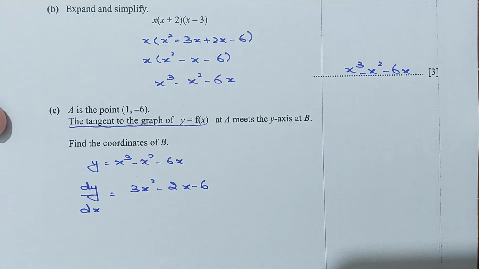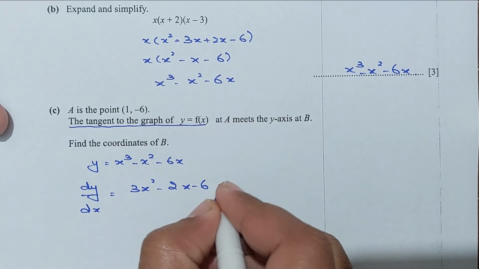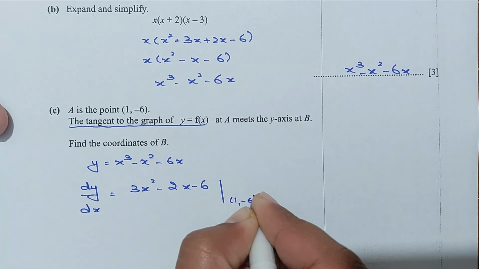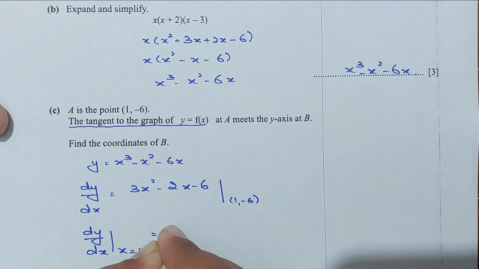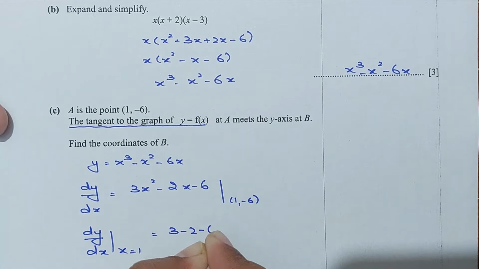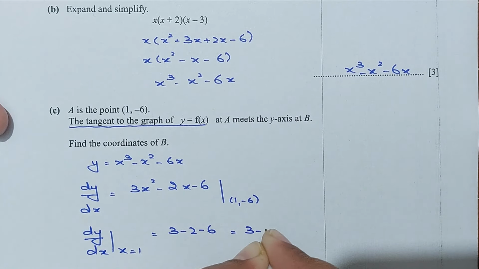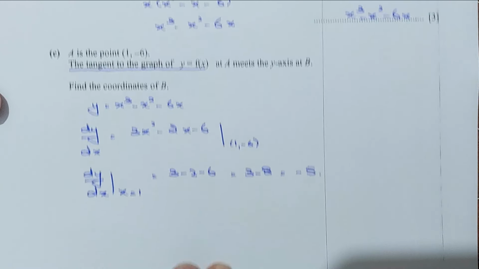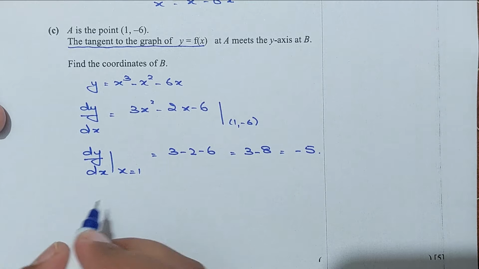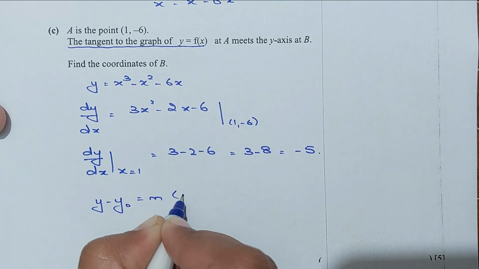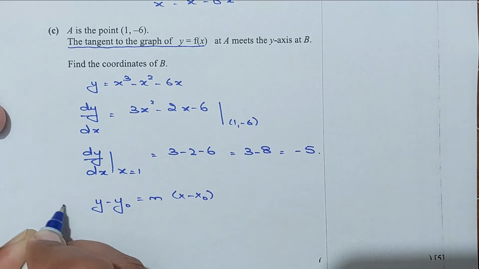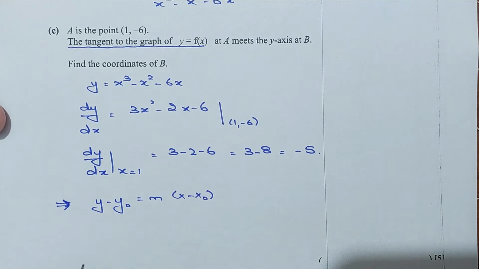Okay, so the gradient is needed at the point (1, -6). So what is the gradient at x equals 1? This is 3 minus 2 minus 6. This is 3 minus 8, which equals minus 5, right? Now let me write down the equation, which is y minus y naught equals m into x minus x naught. This is the equation of the tangent, right?